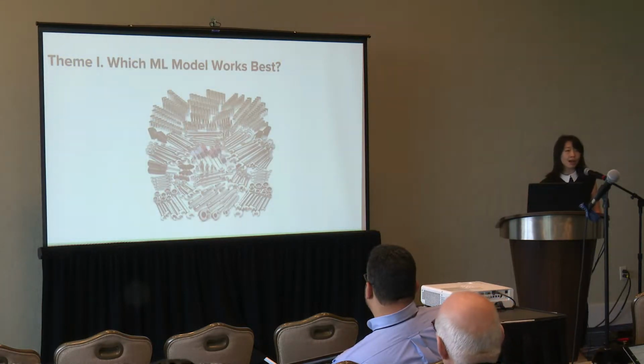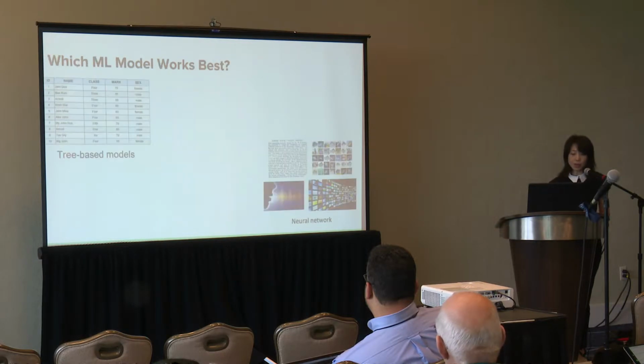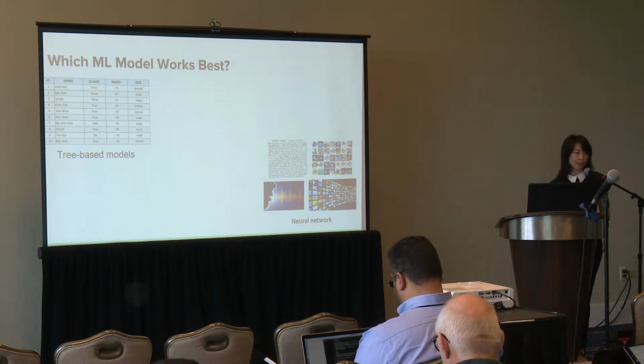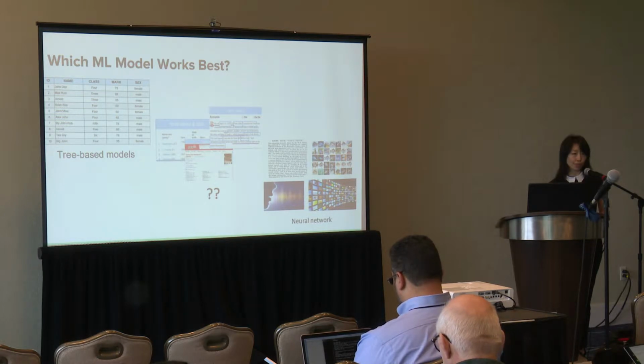As we present all of the techniques, there are 2 themes we have in mind. The first one is which machine learning model works best. We know that for structured data, tree-based models have proved to be very effective. This includes random forest and XGBoost. On the other side, for unstructured data like text, voice, images, and videos, neural networks have brought a big breakthrough. For data integration tasks, we have data in different forms. So what is the most effective machine learning model?